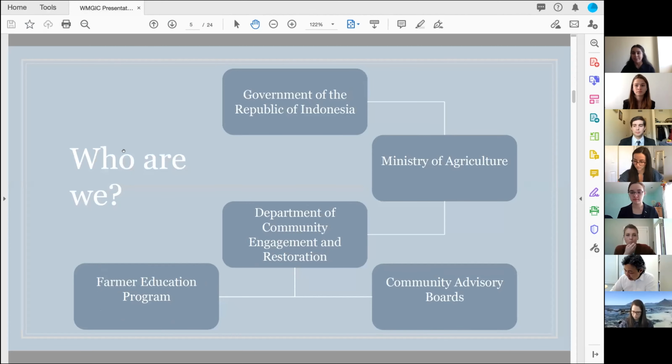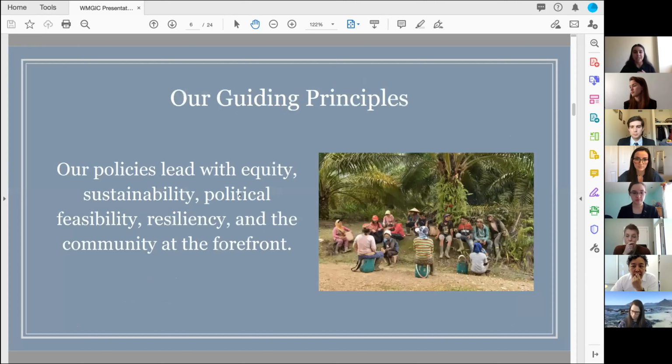And so in this case, we're going to be representing the Ministry of Agriculture, which is situated under the government in the Republic of Indonesia. And within that, we've taken on the task of creating the Department of Community Engagement and Restoration. This department is going to spearhead 2 initiatives, that being the Farmer Education Program and the Community Advisory Boards. And so our policies will be led with equity, sustainability, feasibility, and resilience, and the community itself at the forefront of all of our initiatives.